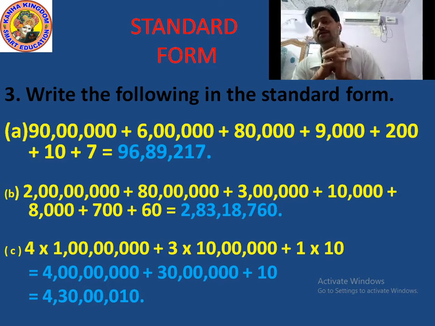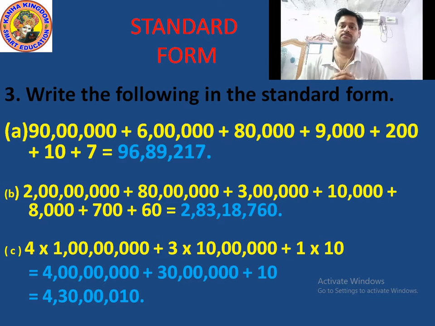So the correct answer of this part is 2 crores, which means 2 comma 83 comma 18 comma 760, which means 2 crores 83 lakhs 18,760. You all understand? Okay, now I will explain another part. A little bit tricky, but nothing is confusing. You just understand this part.